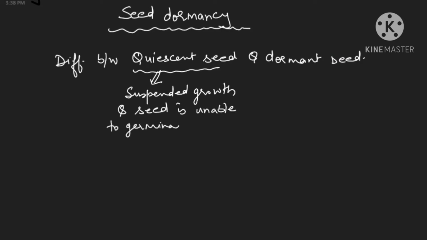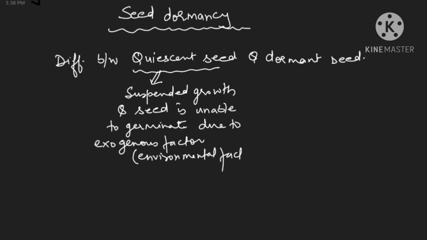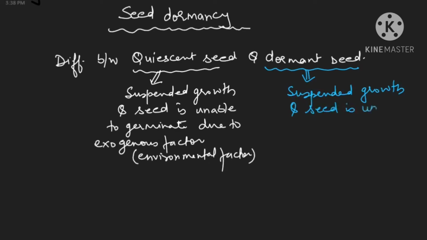The seed is unable to germinate due to an exogenous factor, and these exogenous factors are generally your environmental factors. But if the seed is not able to germinate because of some internal factor, then we say it is a dormant seed. So in the dormant seed, we find suspended growth and the seed is unable to germinate because of some endogenous factor.